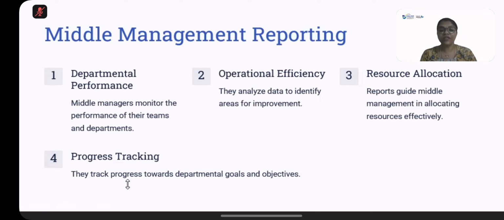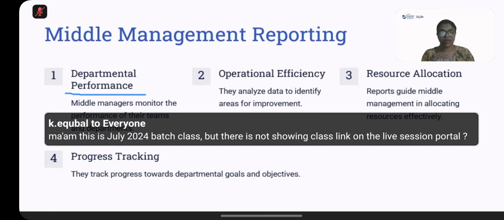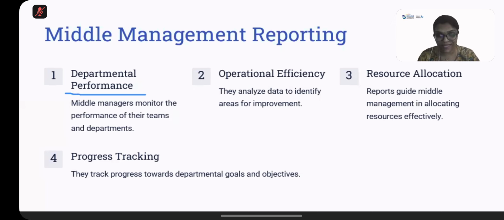Okay. So the first that we come to know from this report is departmental performance. It will provide you an insight how individual departments are performing to the targets, to the KPIs. Let's say there is a report for sales department. It will tell you the number of sales they closed, their customer conversion rates. Okay. So that we will come to know.